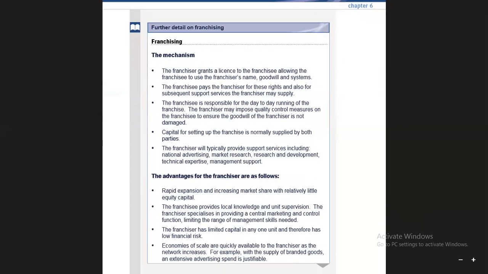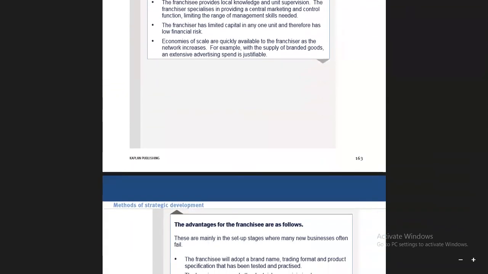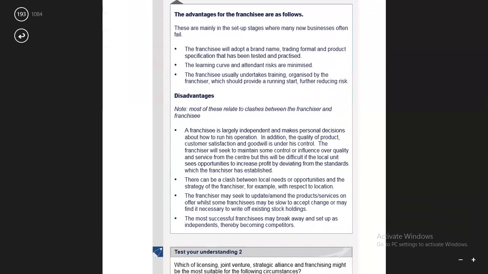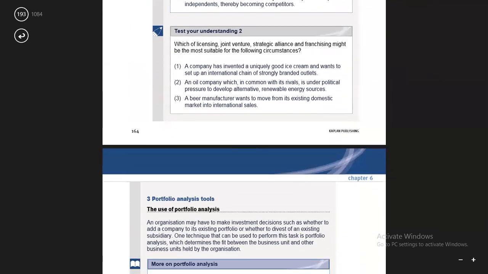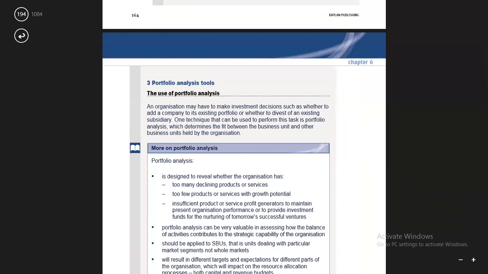Now, this is only reading you have to do, because we have already discussed all these things. This is the explanation. Now, the second is portfolio. We are done with developmental methods, which we discussed. First of all, we discussed acquisition, then organic growth, strategic alliance, and the last we discussed is franchises. These are the ways through which we can grow strategically.